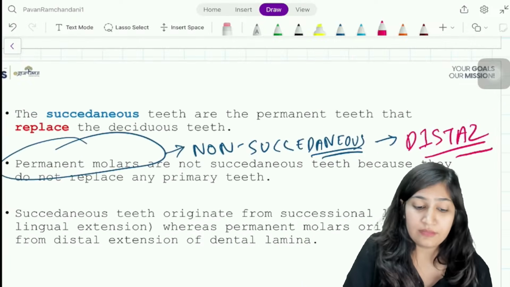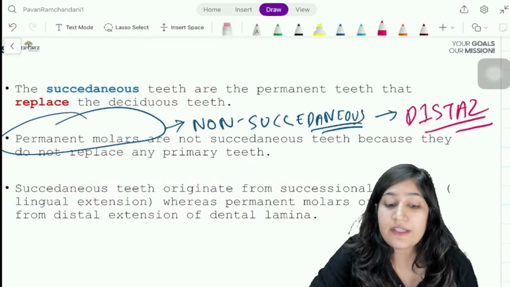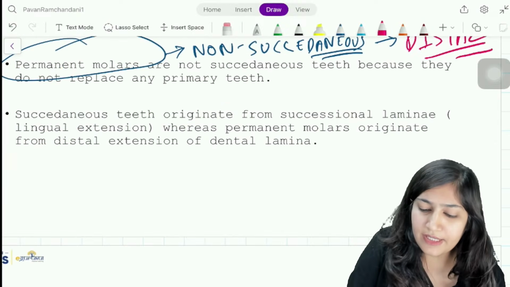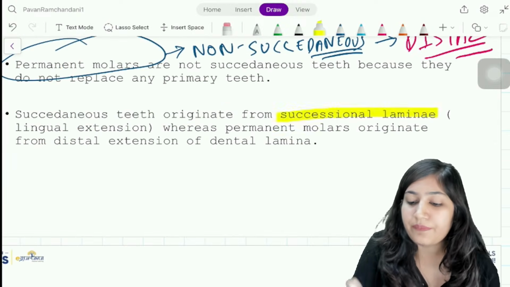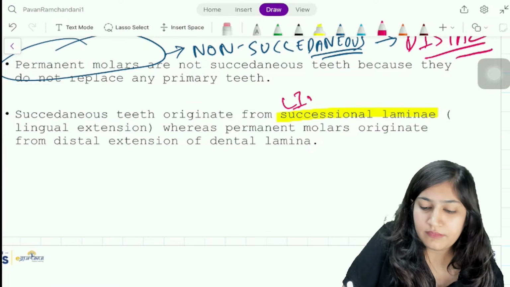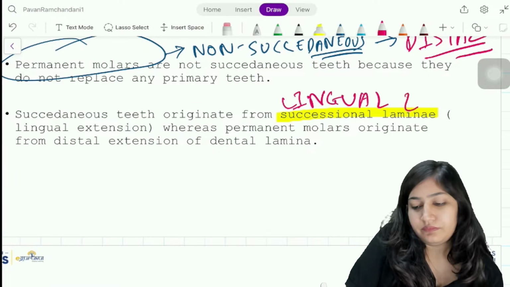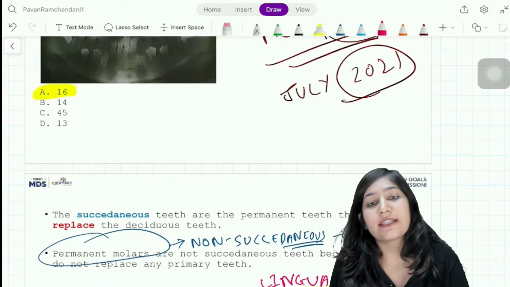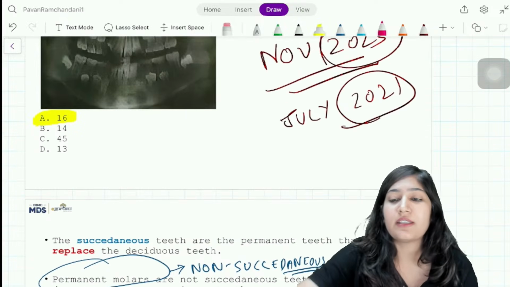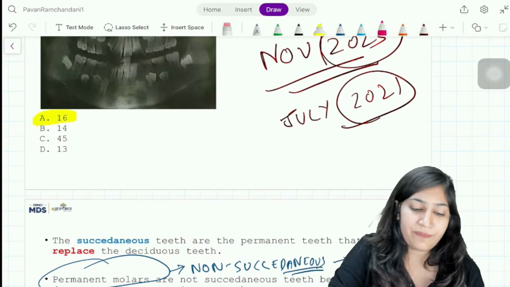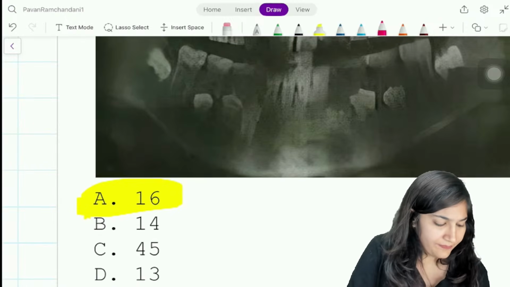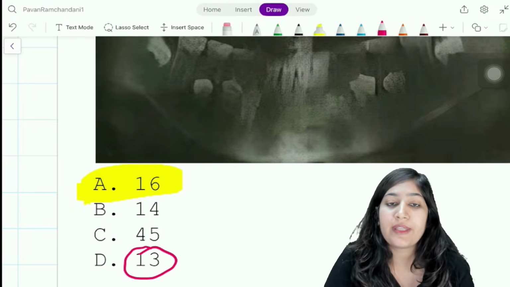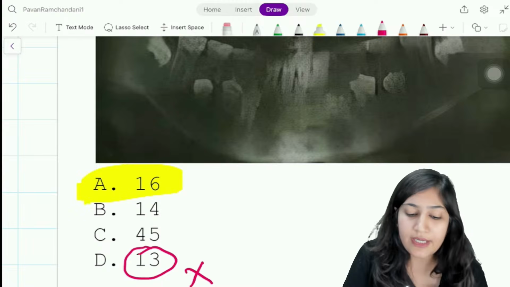They arise from distal extension of dental lamina. And succedaneous teeth arise from which extension of dental lamina? Anyone? Succedaneous teeth arise from lingual extension of dental lamina, which is known as successional lamina. So non-succedaneous teeth arise from distal extension, succedaneous teeth from lingual extension. That is successional lamina. Coming to the options, 1-3 is definitely which tooth? Canine. So it is a succedaneous tooth. This is not the correct answer.